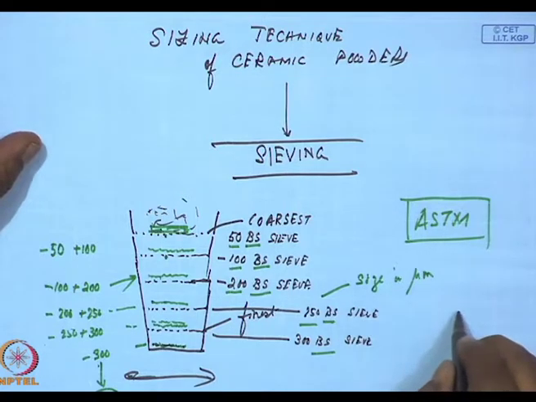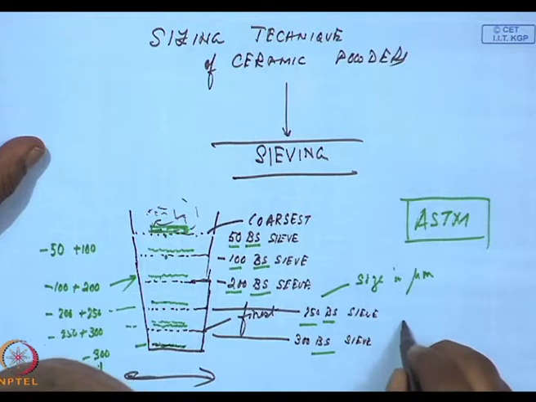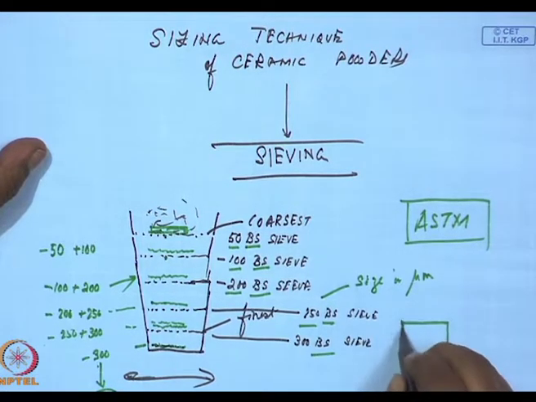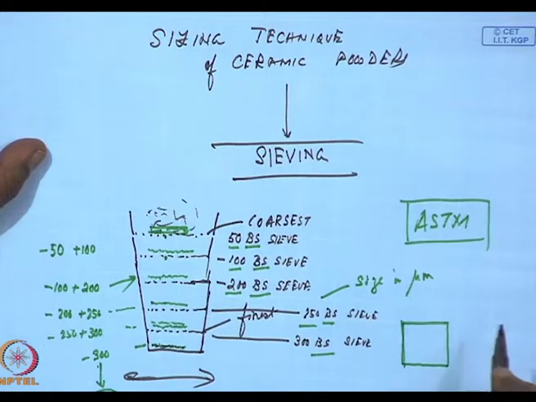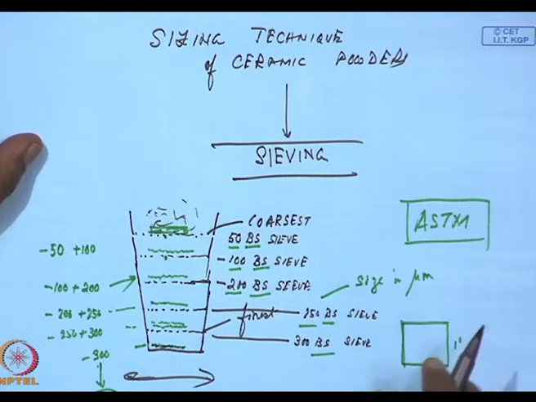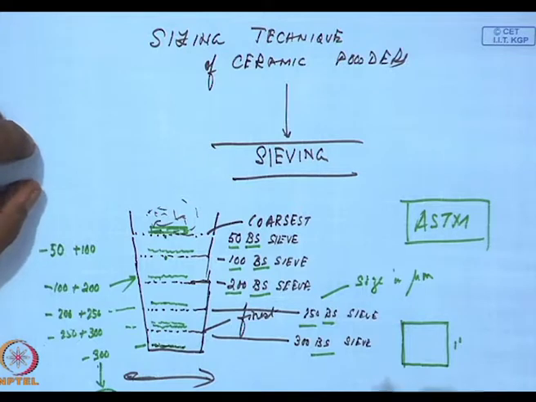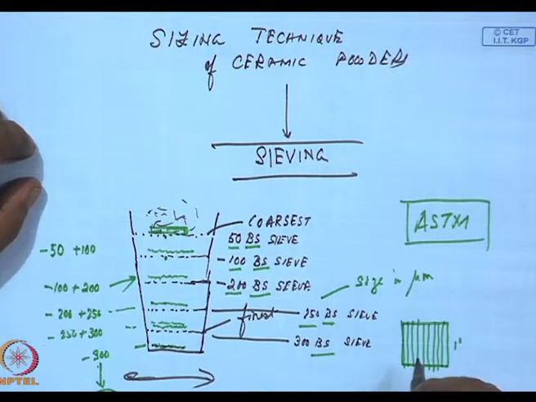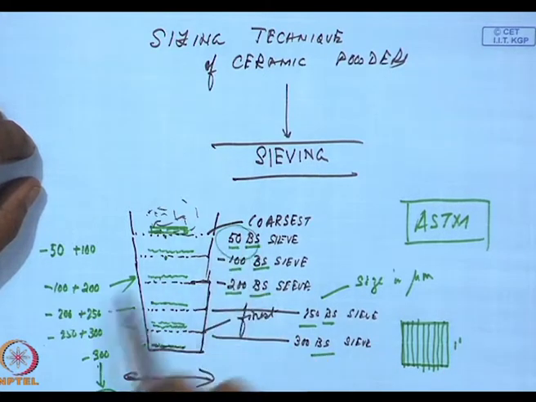And the way it is defined, if this is 1 inch, looks like 1 inch to me. How many wires are there of that mesh in that 1 inch? And that defines this particular number.